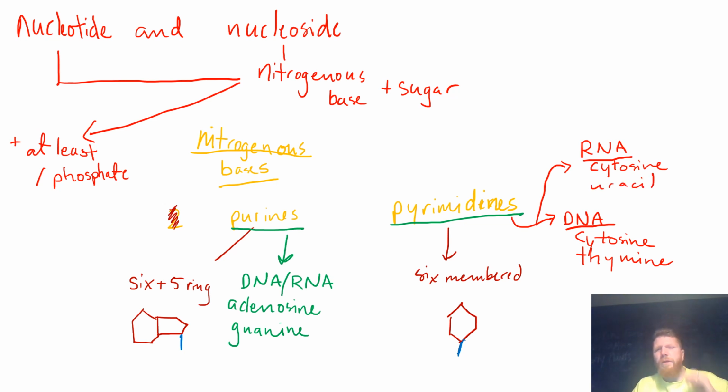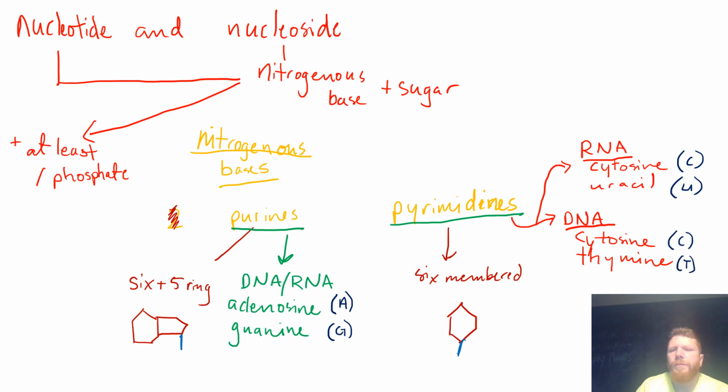Okay, now each of these molecules has a single letter code to recognize them. Adenosine has the letter A, guanine has the letter G, cytosine, the letter C, uracil, the letter U, and thymine has the letter T. Now it's quite common to see something like a DNA sequence that is described as A, T, G, C, A, C, C, and so on.